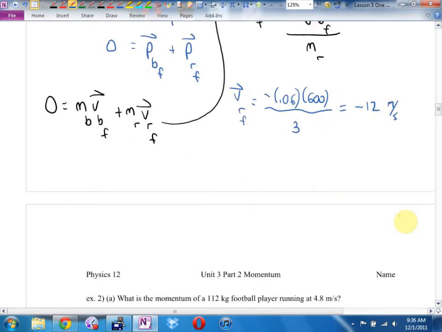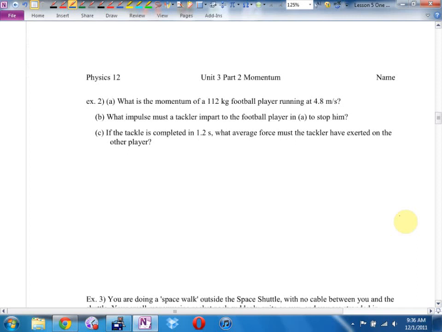Example 2. Well, football. What's the momentum of a 112-kilogram football player running at 4.8 meters per second? This isn't asking for a change, this is just saying, what's the momentum? Okay. We've defined momentum. How do we define momentum today? Momentum is what? Mass times velocity. So mass is 112. Velocity is 4.8. How much momentum, how much quantity of motion, as Newton called it, does this particular football player possess?